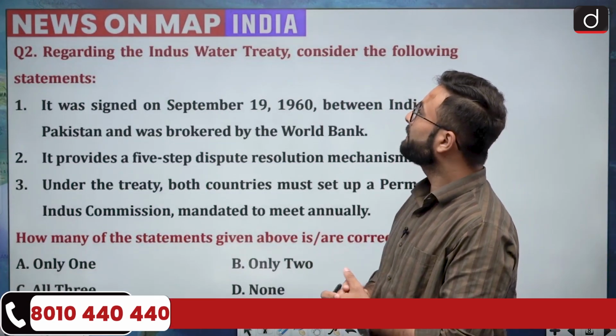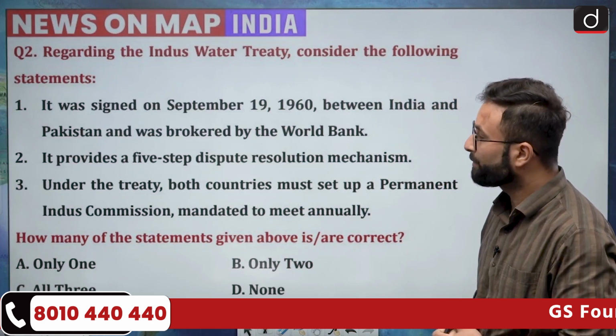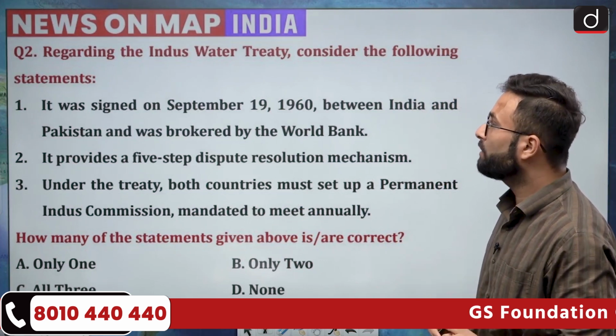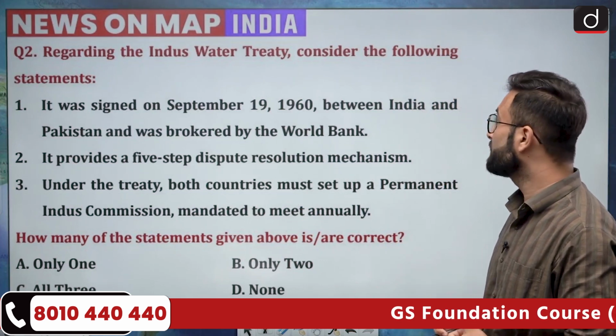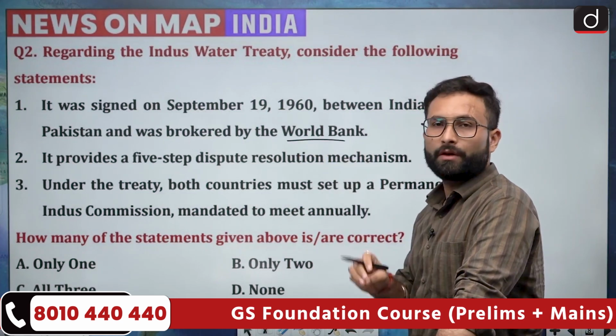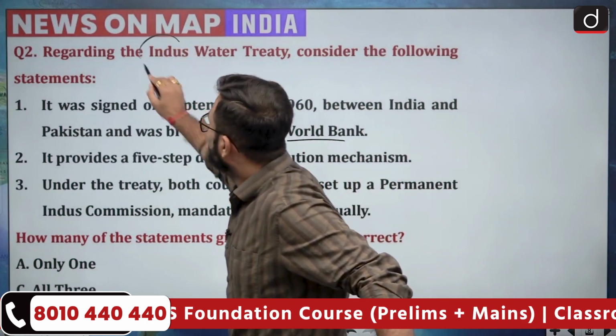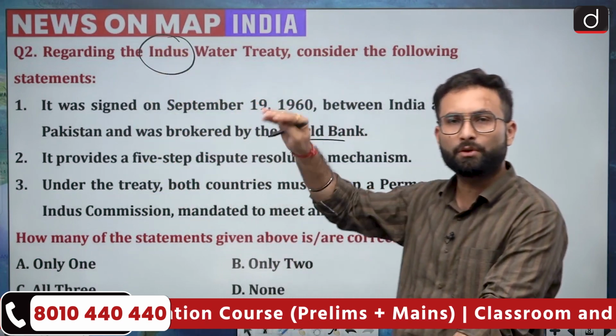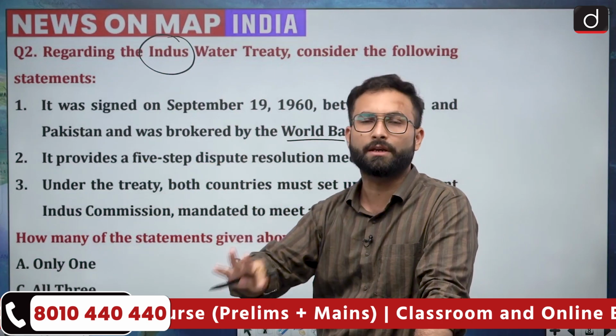Question number 2, regarding the Indus Water Treaty, consider the following statements. First, it was signed on September 19th, 1960 between India and Pakistan and was brokered by the World Bank. When we talk about the Indus River, it starts from Tibet, comes to India, then goes to Pakistan and drains into the Arabian Sea.